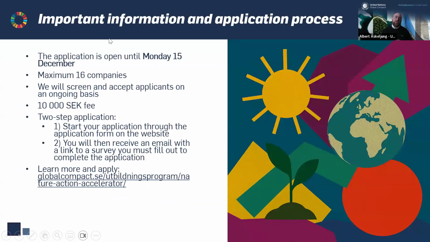Some important information, not least about the application process. As you know, the application is open and will stay so until Monday, this 15th of December. But we are screening and accepting applicants on an ongoing basis, and we will have a maximum of 16 companies joining to have a large and small enough cohort. So that's the maximum number of companies we will accept. We have a few applications in already. An application does not mean being accepted automatically, just FYI.